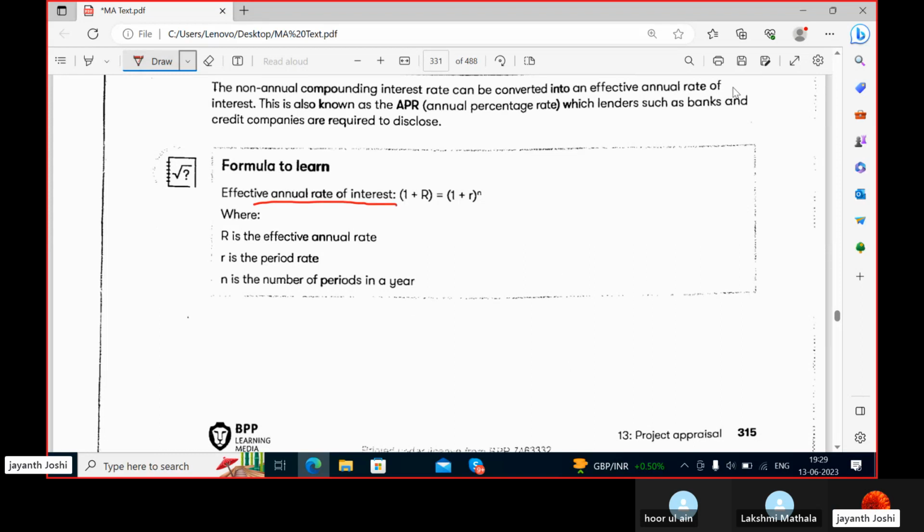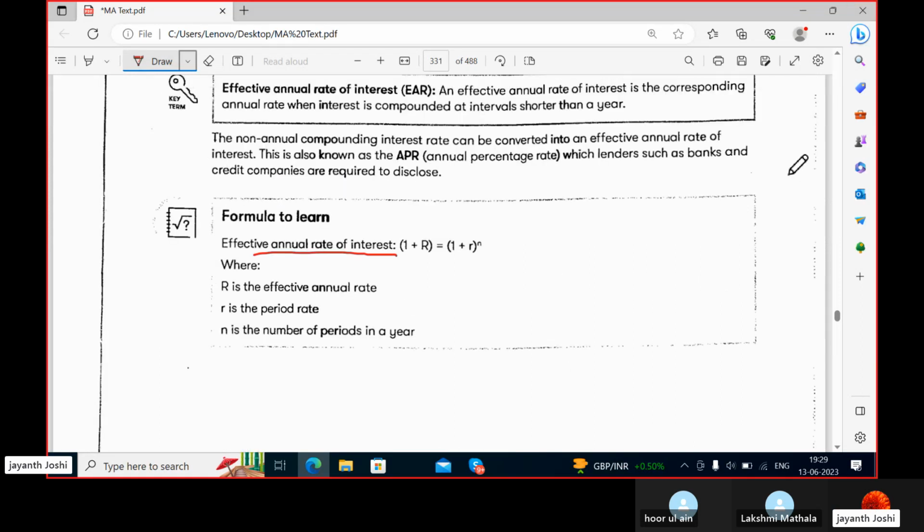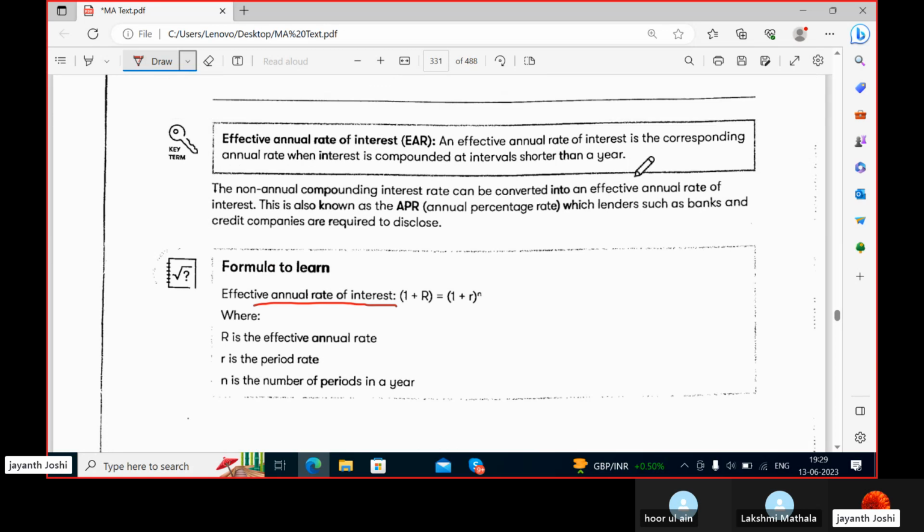So what is effective annual rate of interest if there are multiple compoundings happening in a year? When multiple compoundings happen in the year, the compoundings can happen for less than a year period. That is for 6 months, for 2 months, for 1 month, for quarter, like 3 months, daily. Then what happens? The rate of interest.